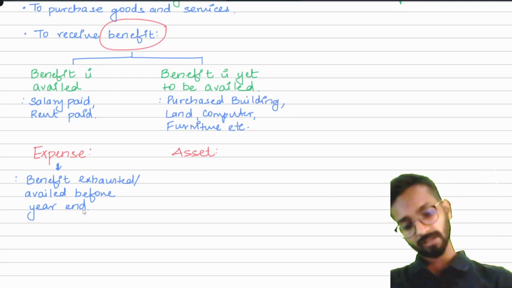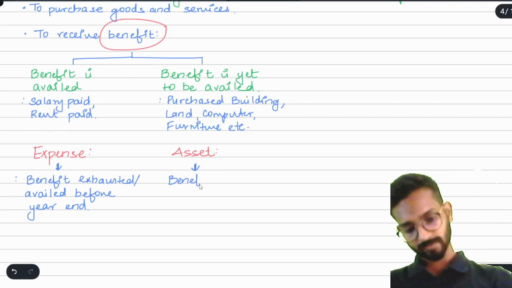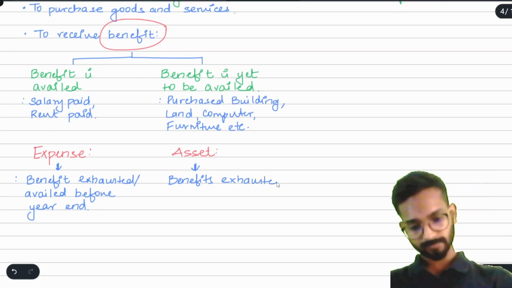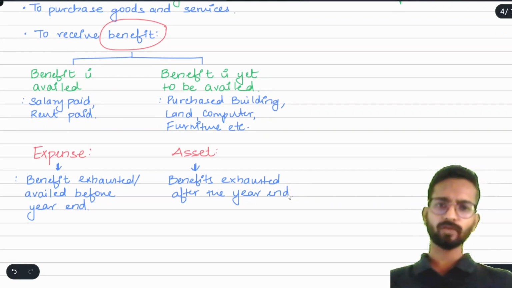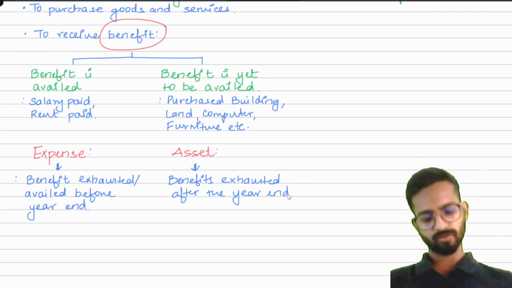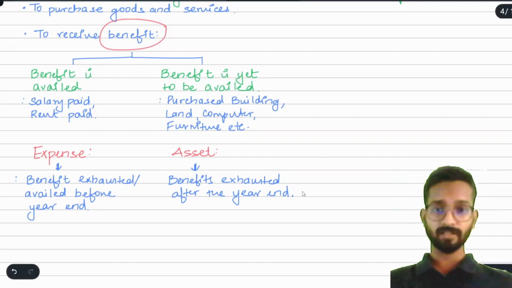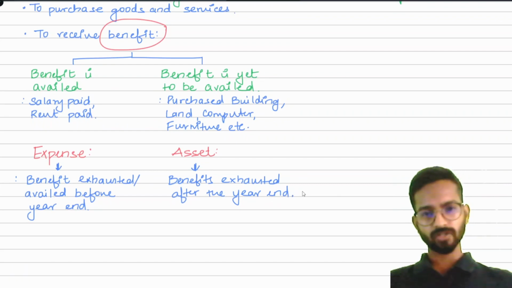Okay. What will be the asset? If benefits are exhausted after the year end, or we can say whenever I am saying year end, you can assume that year end is 31st March. So if benefit is exhausted after the year end, that you are receiving benefit after the year end, then you can say it is your asset.